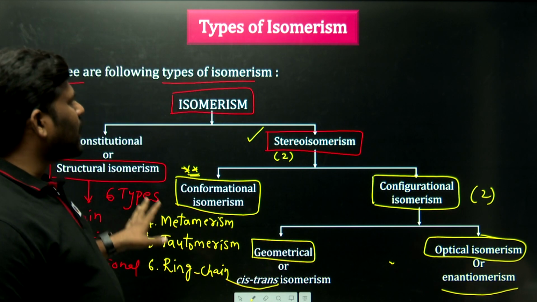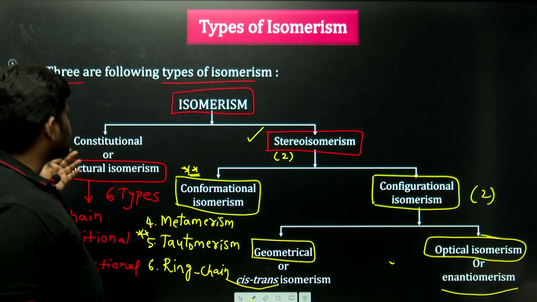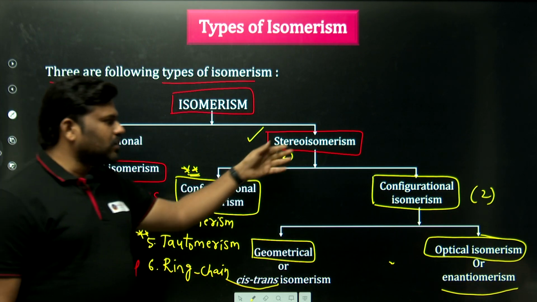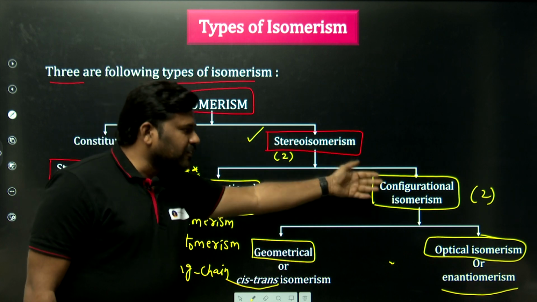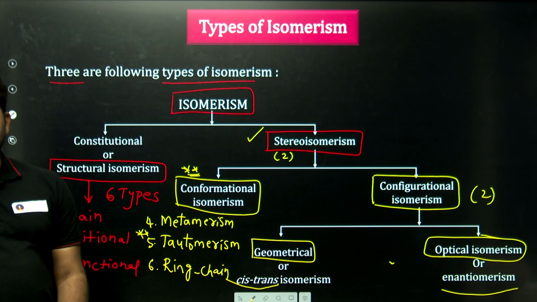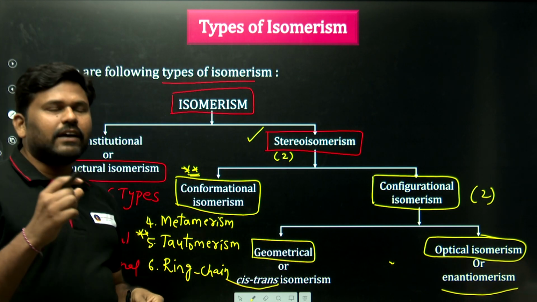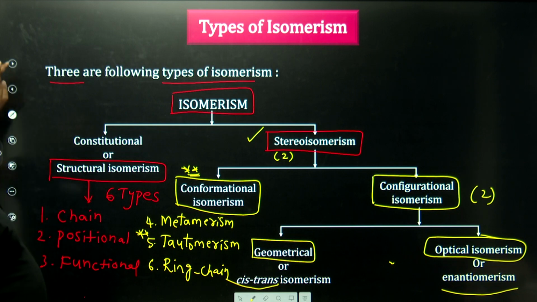Very simple. Types of isomers are 2 types. Structural, also known as constitutional, or stereo isomers. Structural are 6 types, stereo are 2 types. Stereo is divided into conformational and configurational, and configurational is again divided into 2 types. So this is the types of isomerism, each and every part. We will learn in the next slides.